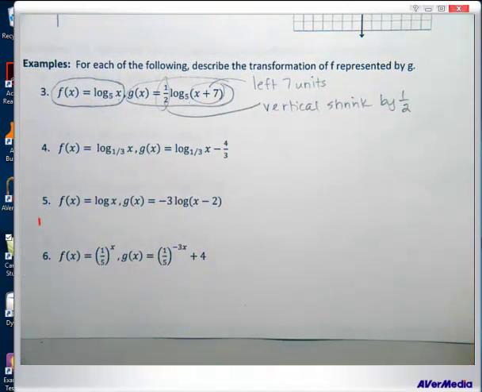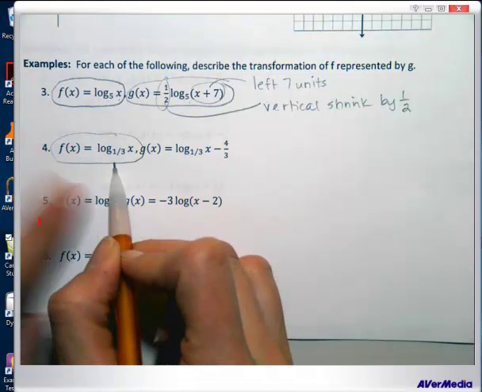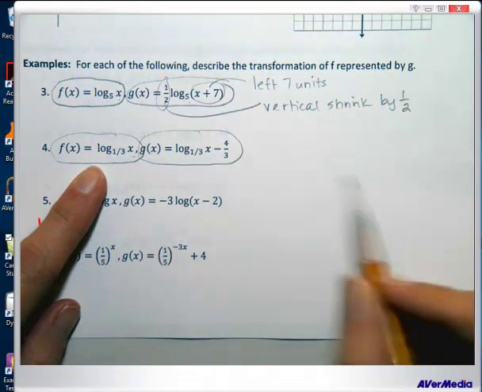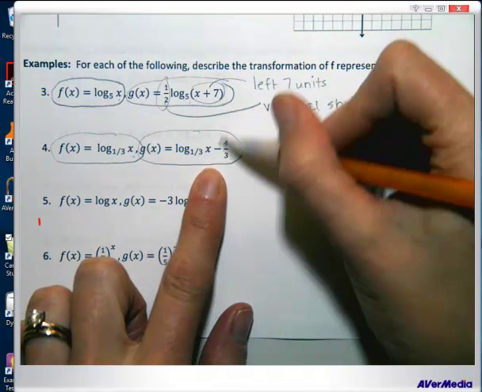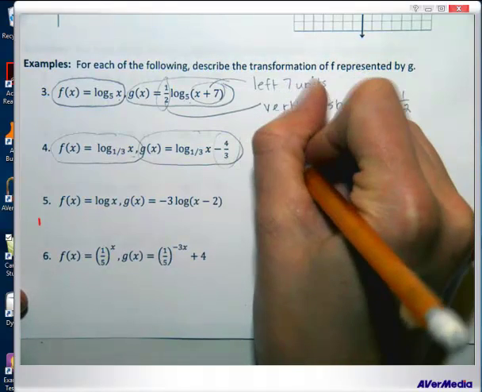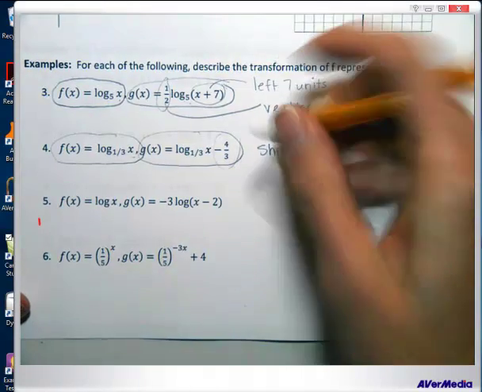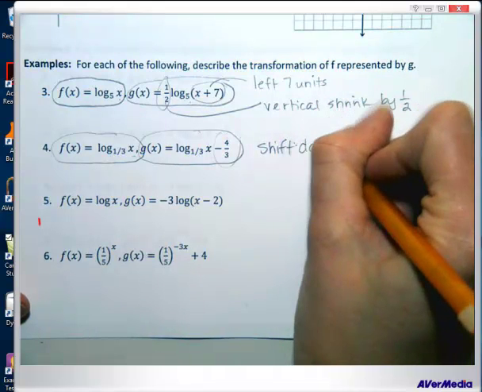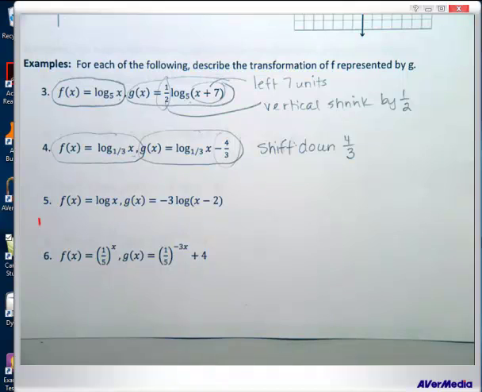All right, number 4. f of x equals log base 1/3 of x, versus now we have g of x, which is still log base 1/3 of x, but we've minused 4/3 off of the end. Notice the 4/3 is not in parentheses like the 7 was. So what do you think, Hank, is going to happen with this function if the 4/3 is subtracted on the outside? Yep, this will just shift down 4/3.